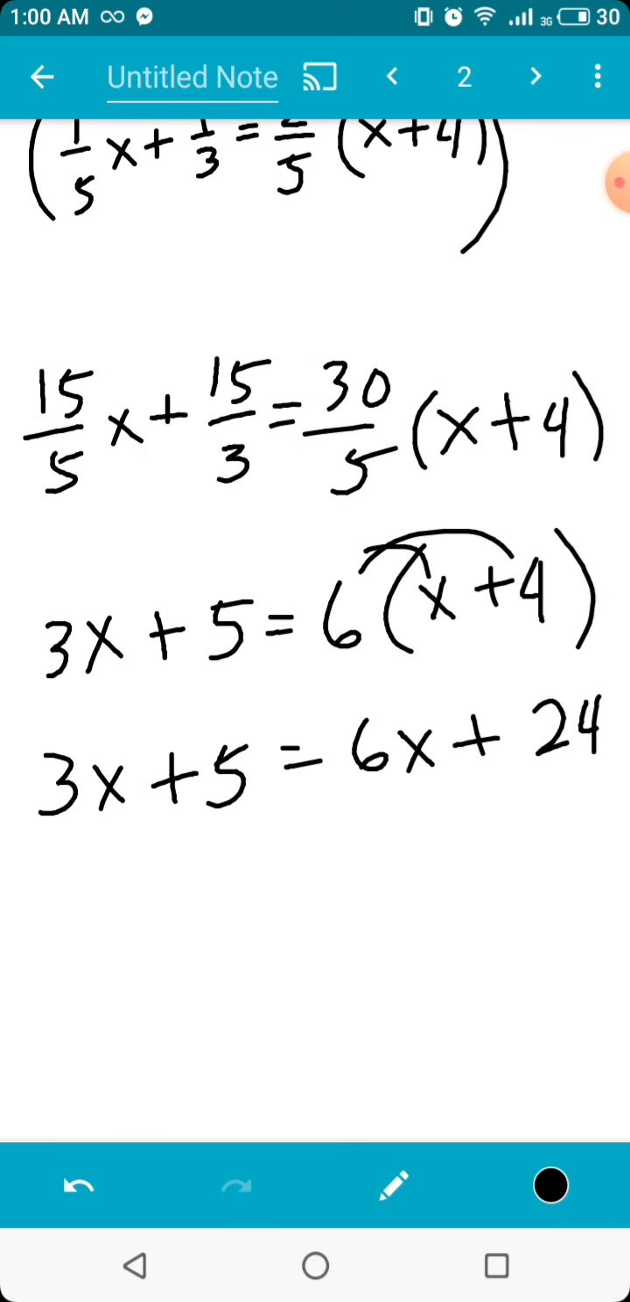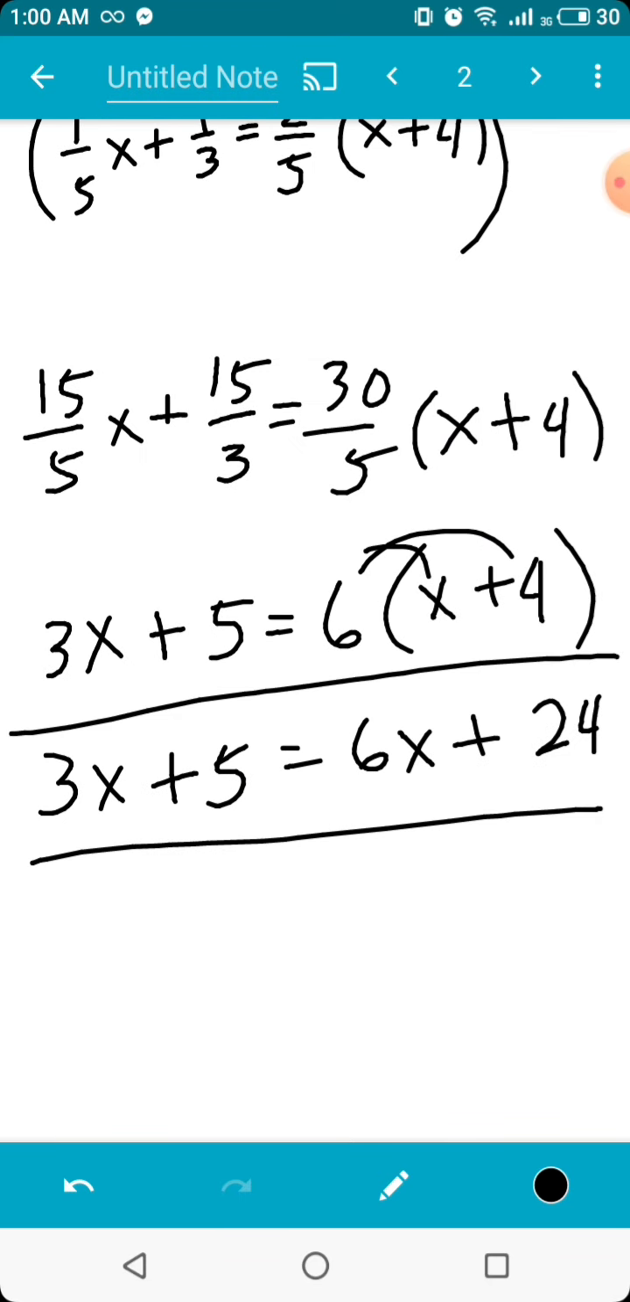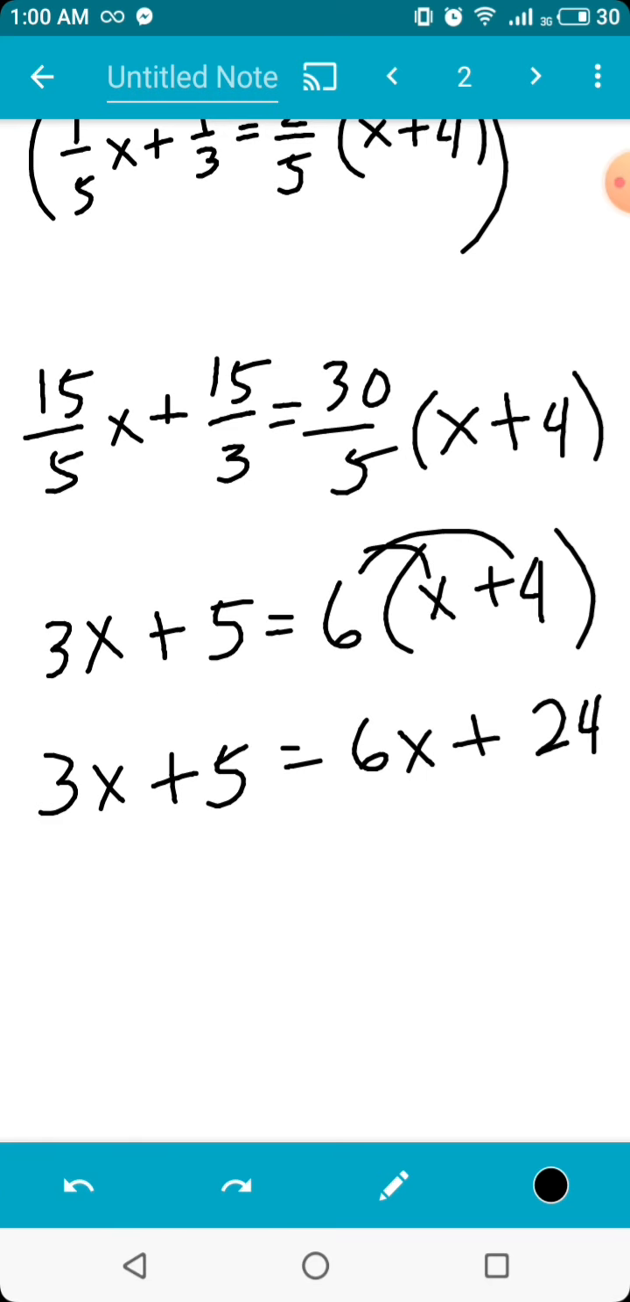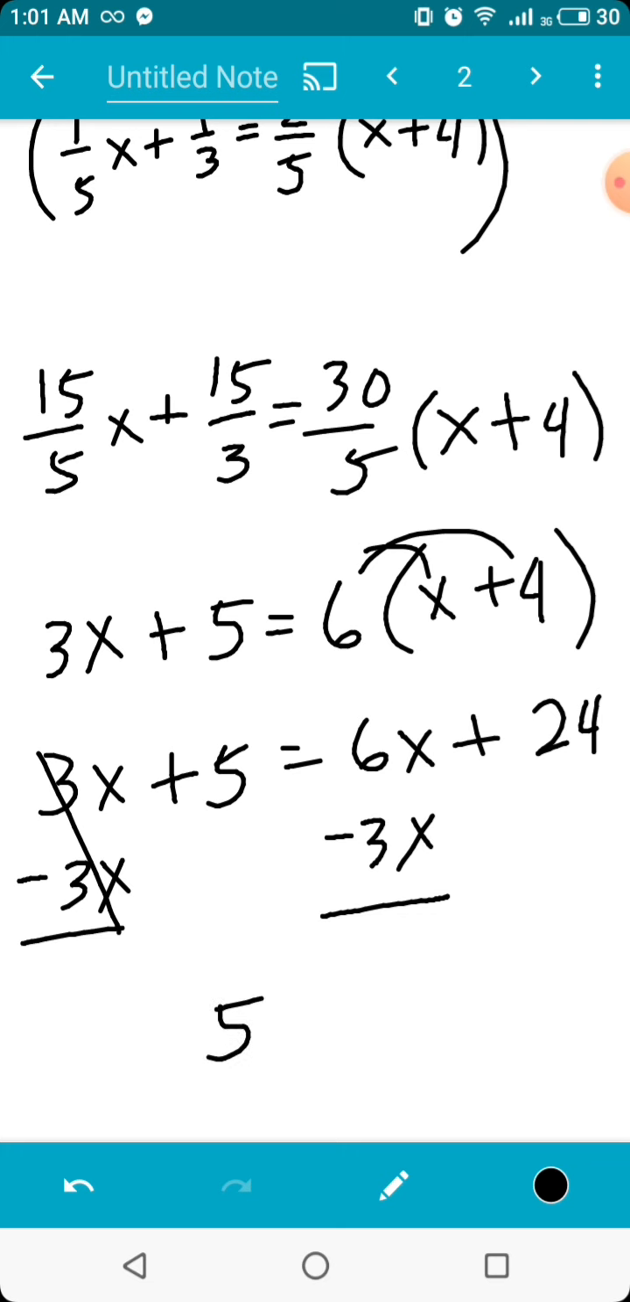So, magiging parehas na tayo dun sa nangyari kanina. Diyan na tayo magsisimula mag-cancel. So, cancel natin again yung pinakamaliit na value. So, dito, canceled na siya. Ang natira na lang ay 5. And then, 6x minus 3x. So, that is 3x. Then, bring down positive 24.